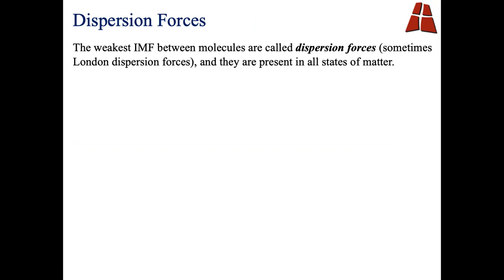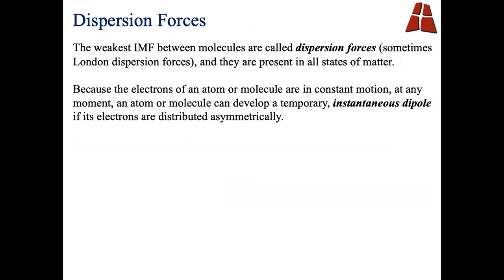So we'll start with dispersion forces, occasionally called London dispersion forces. These are going to be present in all states of matter. So no matter what it is, dispersion force will be present. What causes these is electron movement within our atoms or our molecules. The electrons are in constant motion, and so at any point in time, the electrons may be unevenly distributed, creating an instantaneous dipole, where electrons are maybe more on one side of the molecule than the other, creating a very small partial negative charge, and the other side of the molecule would then be partially positive.